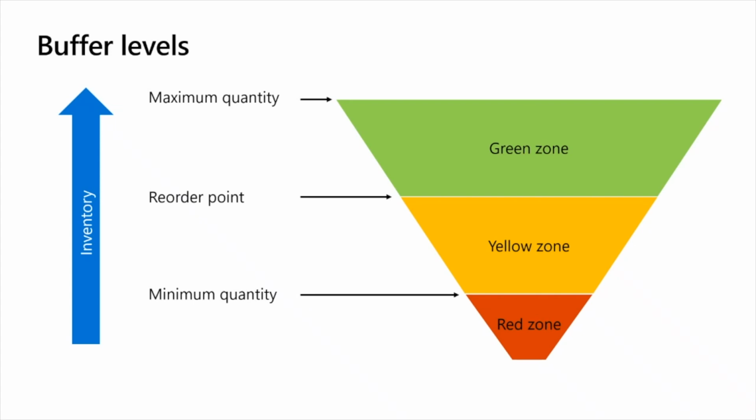The red zone is from 0 up to the minimum. And the minimum is also called the top of red. The yellow zone is between the minimum and the reorder point. And the reorder point is also called many times top of yellow. And the green zone is between the reorder point and the maximum, which is also called top of green, the maximum.